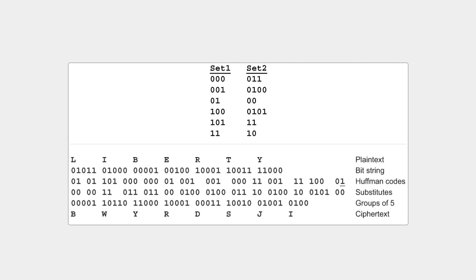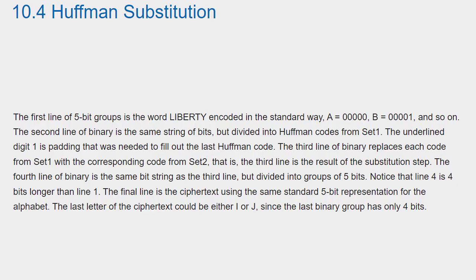A equals 00000, B equals 00001, C equals 00010, Z equals 11001. The first line of 5-bit groups is the word Liberty encoded in the standard way. A equals 00000, B equals 00001, and so on.